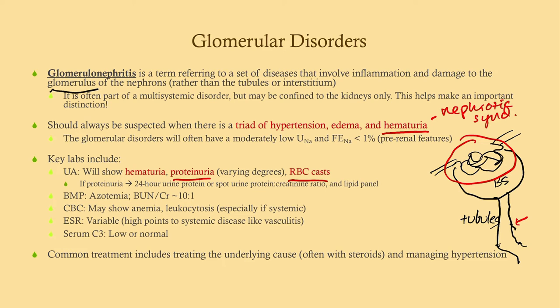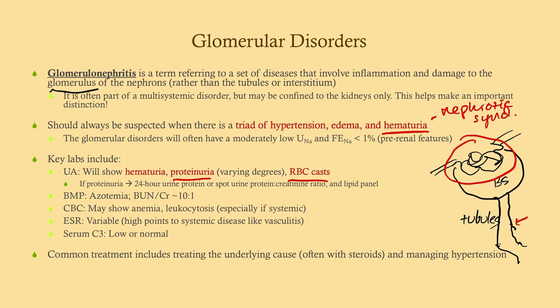If you do have proteinuria, you need to get a 24-hour urine protein to establish whether this is a nephrotic syndrome or not. You can also get a protein creatinine ratio, and you should also get a lipid panel. BMP will show a BUN creatinine ratio of 10 to 1 roughly. CBC is variable. SED rate is nice because it tells us maybe there's something inflammatory going on. And then the serum C3 or complement is going to be either low or normal, and that will help with the differentiation.